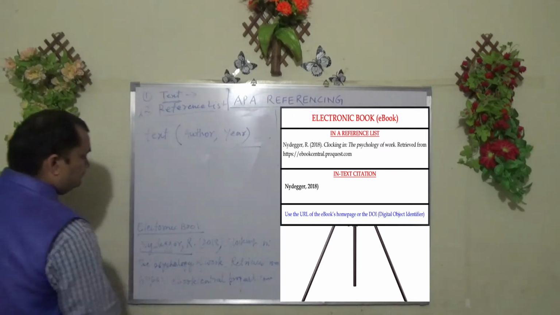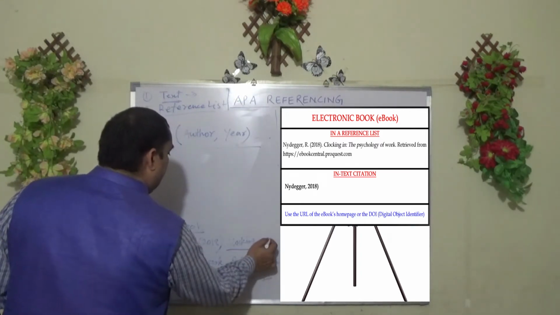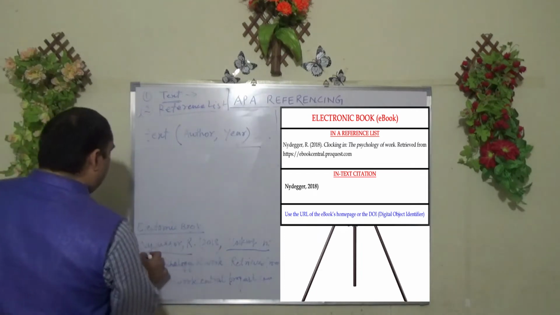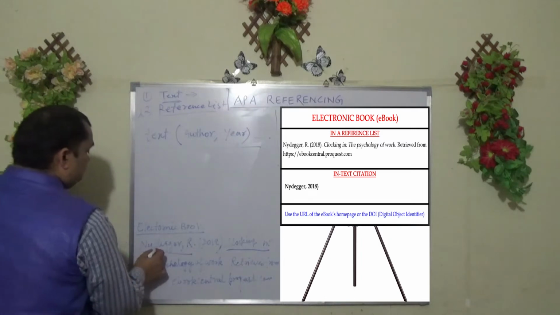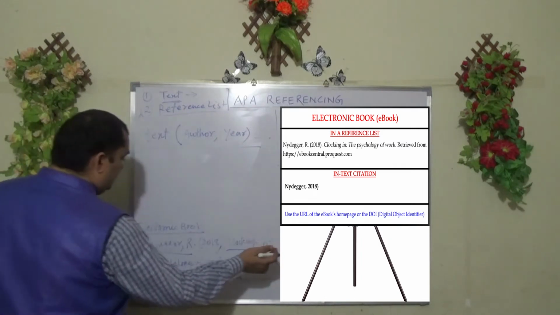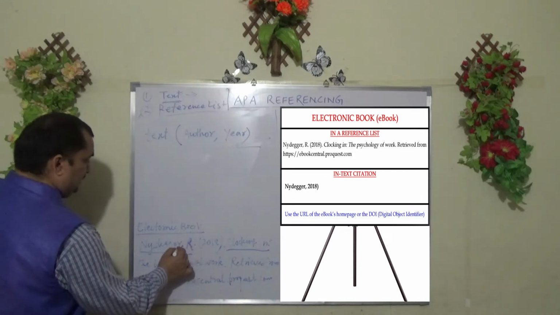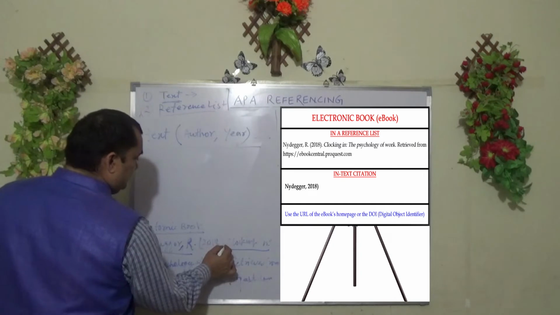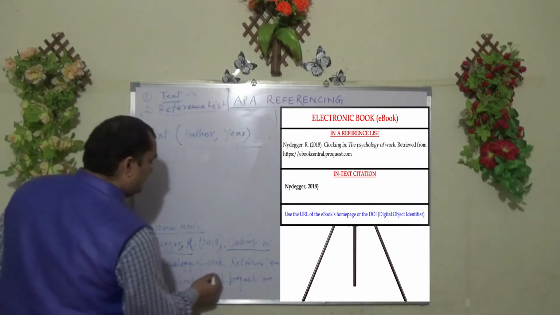We write the author name, the information which you have taken, and the title of the information: Clocking in, colon, the psychology of work. So we write first who has done or who has written this. This is the author, you can see in the image also, then in bracket we write the year of publication, then a dot, and the title we write in italics up to here.